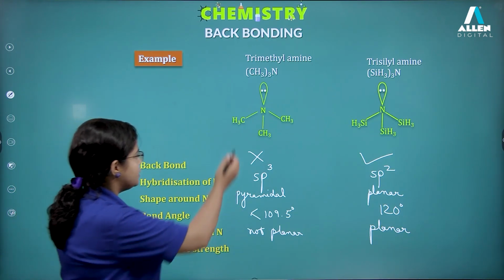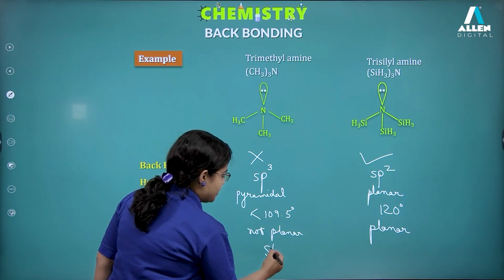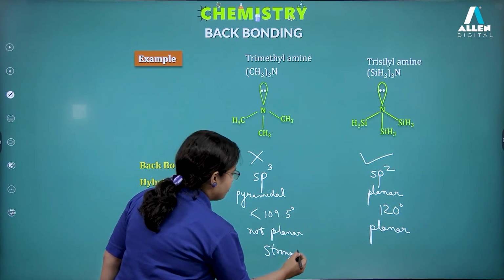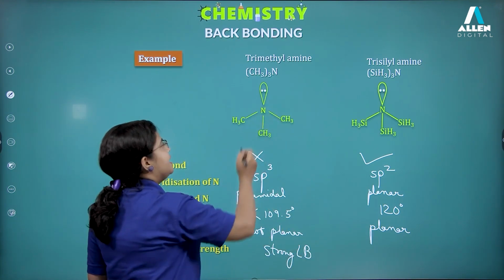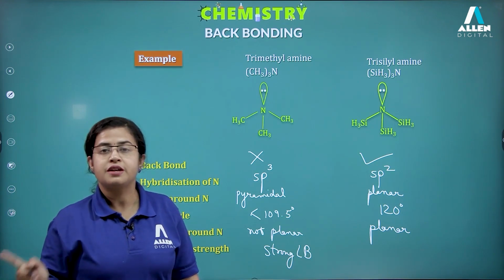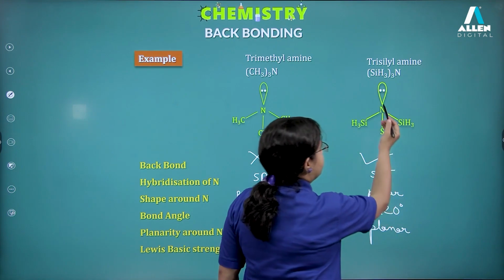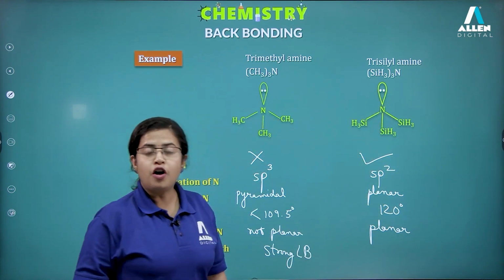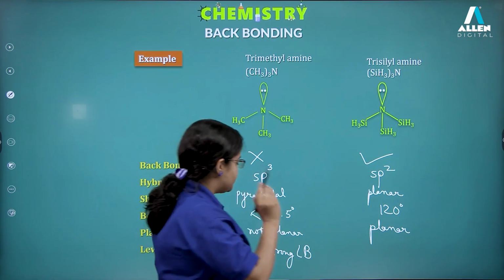Lewis base strength. This lone pair is completely available. Yes, it's a strong Lewis base. At the same time, the plus I effect groups are supplying electrons and increasing its Lewis base nature. Whereas this lone pair is involved in back bonding and hence not available. So it's a poor Lewis base.